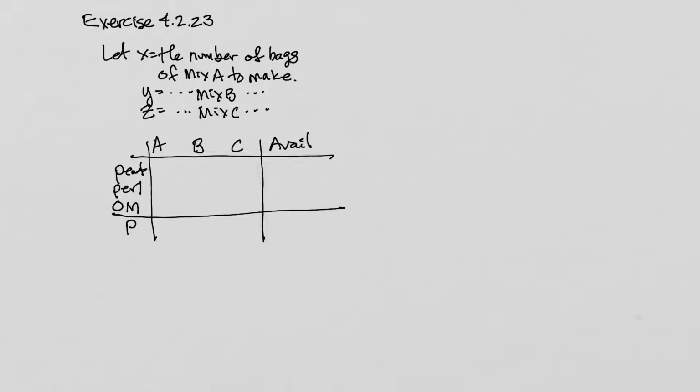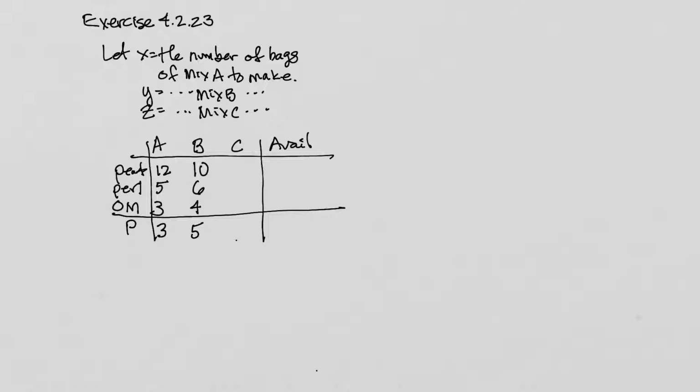Let's see, what we've got is Mix A has 12 pounds of peat, 5 pounds of perlite, and 3 pounds of organic material, and earns a profit of $3 for a 20-pound bag. Okay, and these of course, as I read, are all in 20-pound bags. Now, Mix B contains 10 pounds of peat, 6 pounds of perlite, and 4 pounds of organic material, and brings a $5 profit for every 20-pound bag.